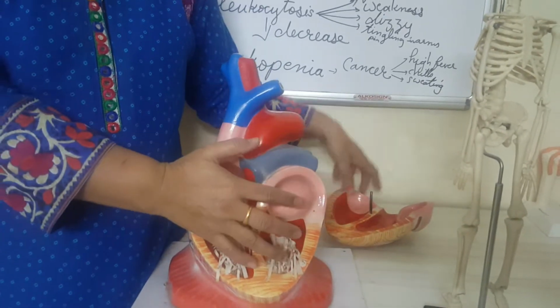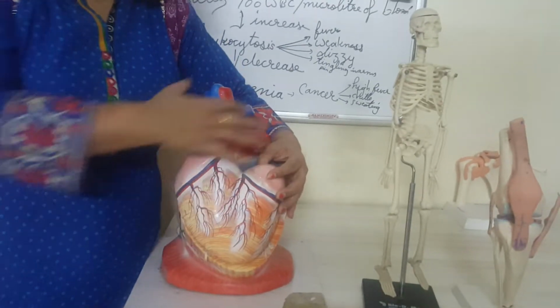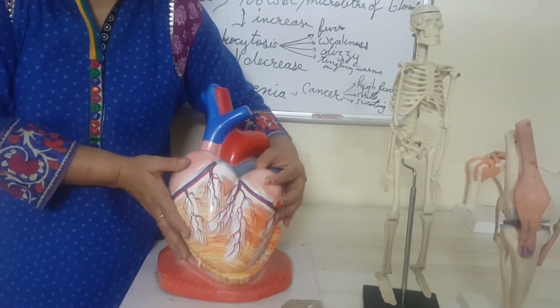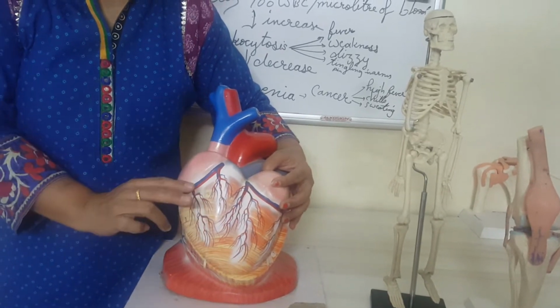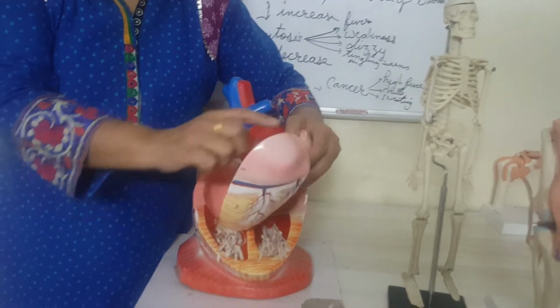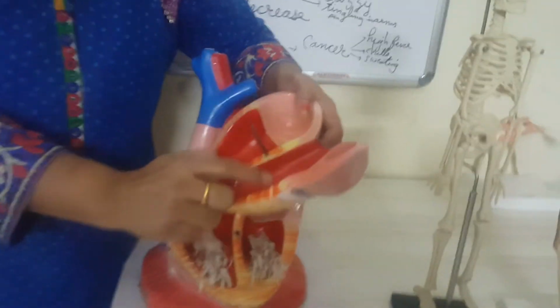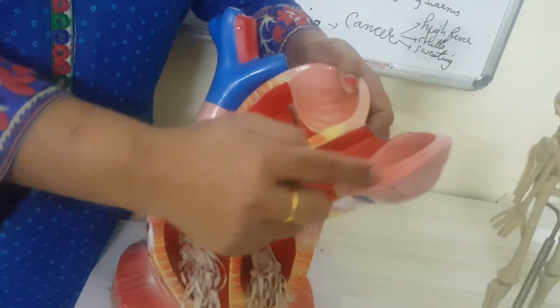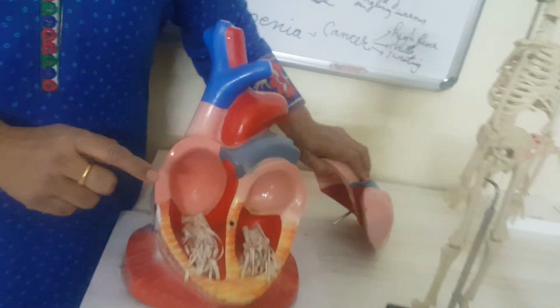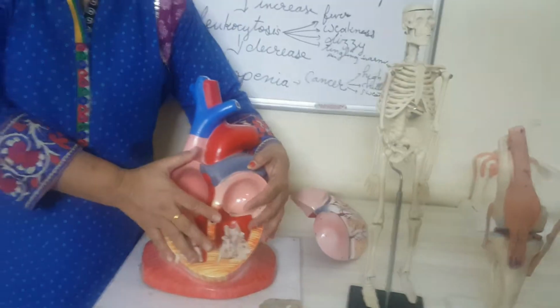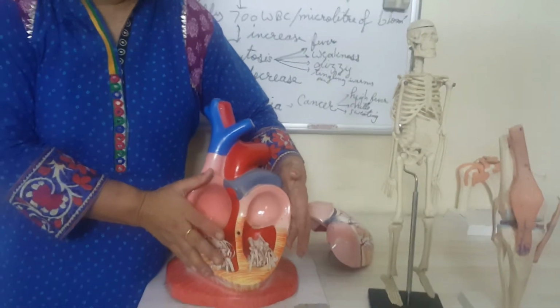The entire heart, if you see the entire heart, it is covered by a membrane known as pericardium. This pericardium is a double-walled membrane. In between the pericardium, this you could see the double-walled membrane, and in between there is a fluid known as the pericardial fluid.